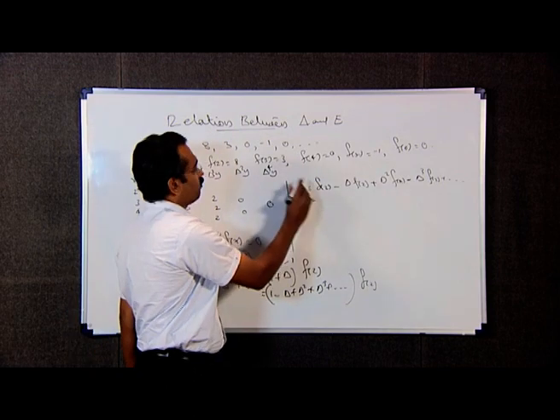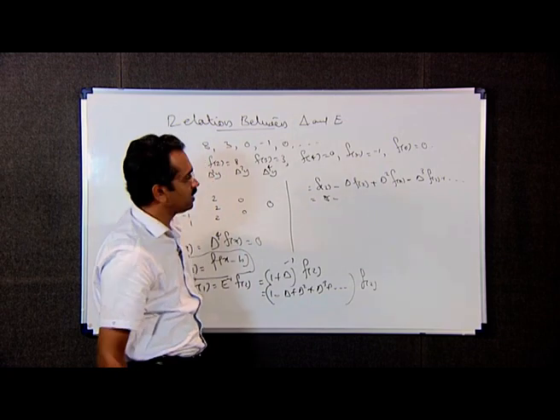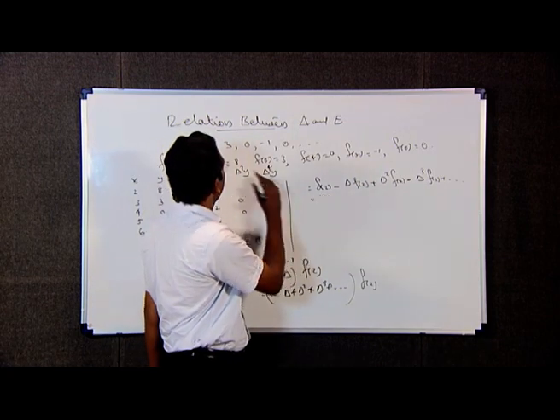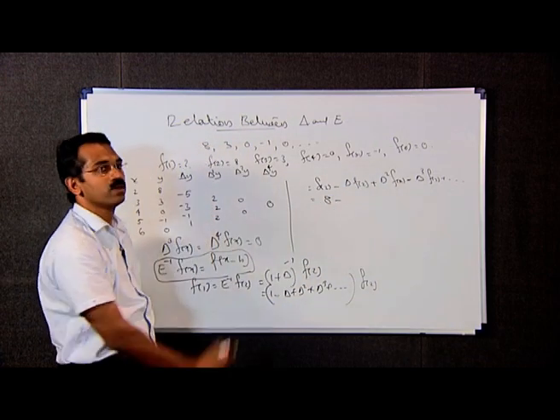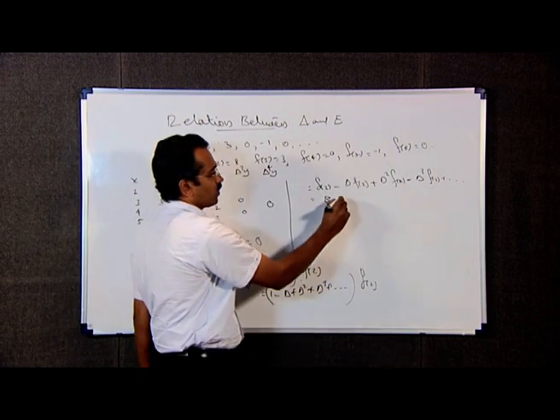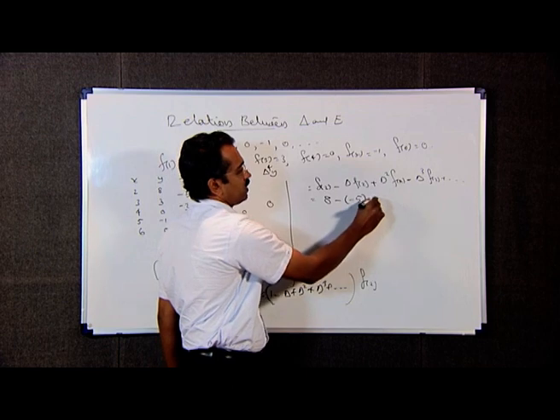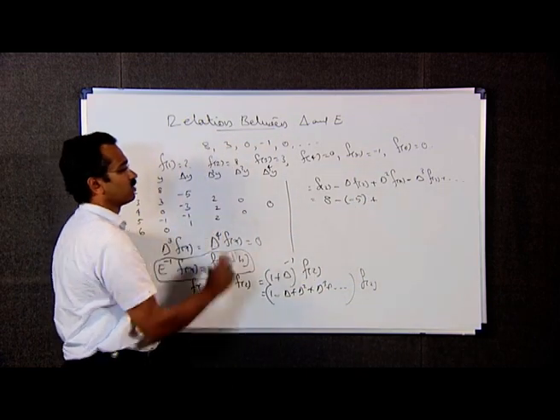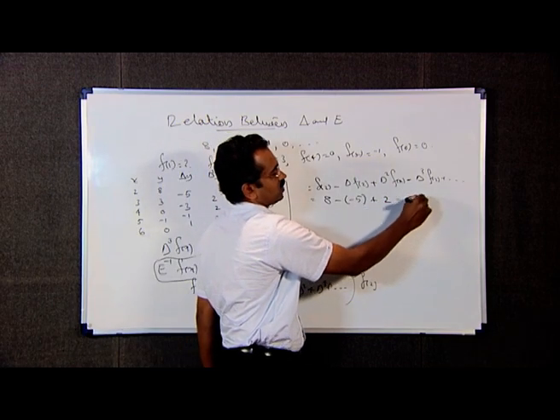which is equal to f of 2, which is 8, minus delta f of 2, that is the first difference, which is minus 5, plus delta square f of 2, that is the second difference, that is 2, minus 0 plus 0 etc.